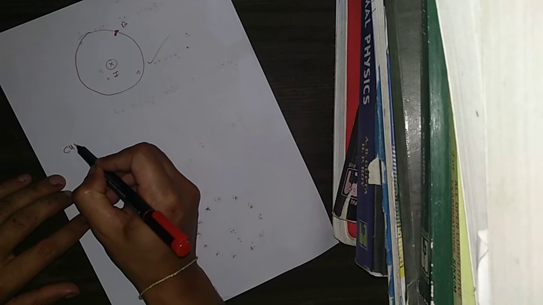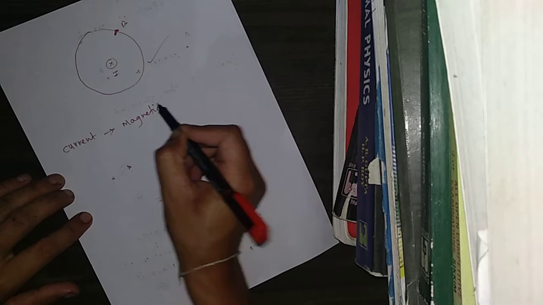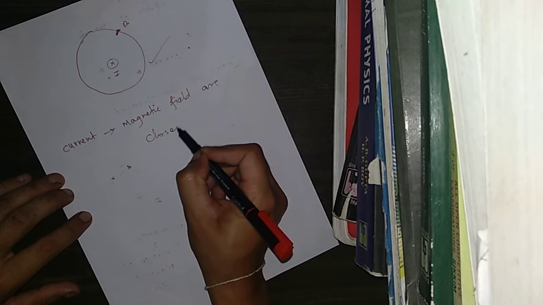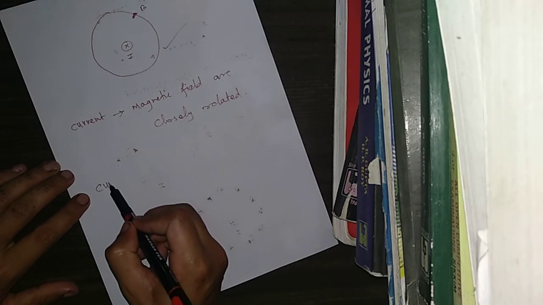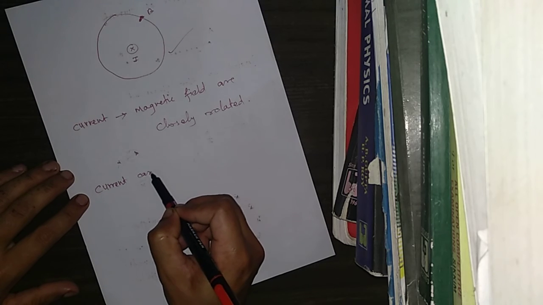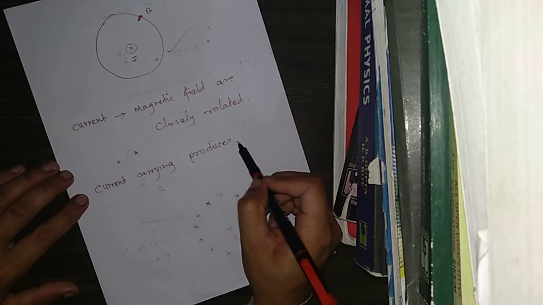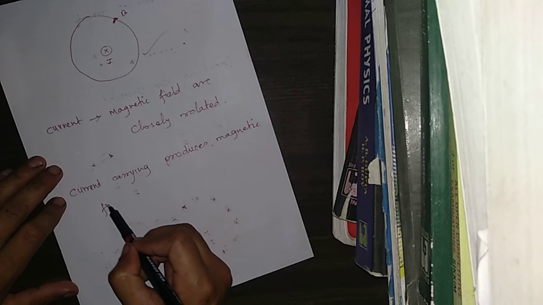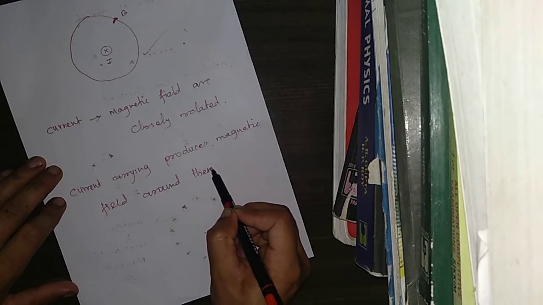So current and magnetic field are closely related. Or in other words, I can write: a current carrying wire produces a magnetic field around it.